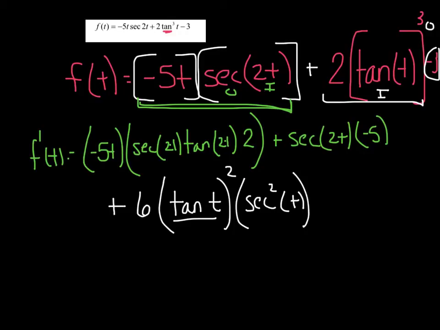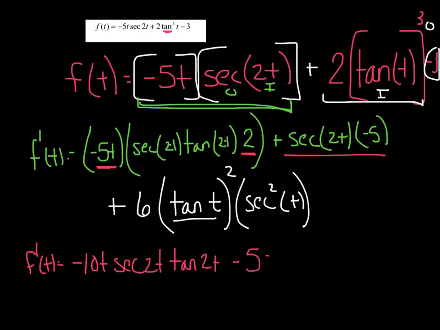So maybe pause it, try it again on your own there. And again, I'm just going to clean it up at this point. I can multiply the negative 5t by this 2, so I get negative 10t secant of 2t tangent of 2t. I'm going to pull this negative 5 out, so minus 5 secant of 2t. And then I get plus 6 tangent, notice I'm going to put that squared back where it belongs, tangent squared t, and then secant squared t.